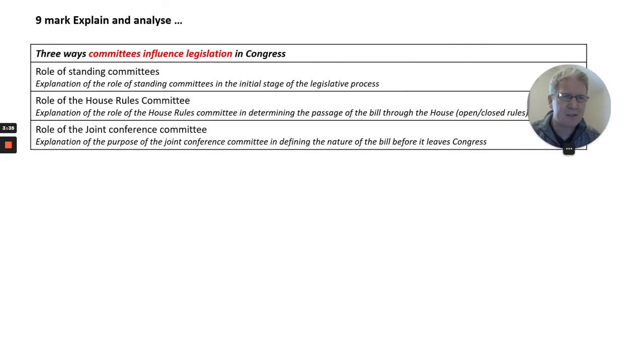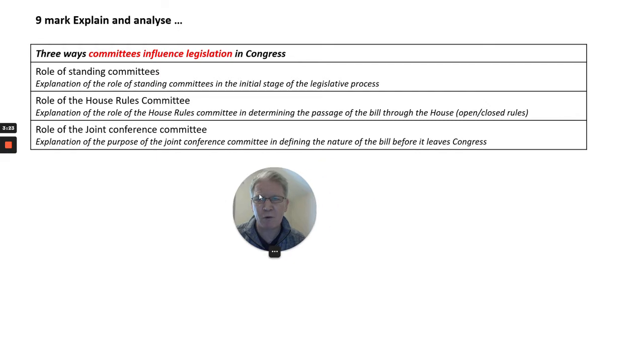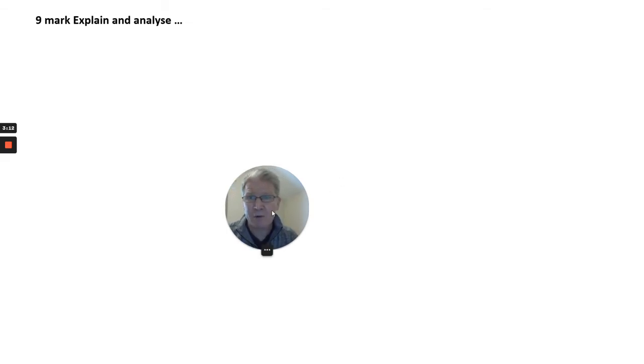How it sets the agenda in the House of Representatives, the use of open and closed rules that come out of it. The way, perhaps, if you're talking about an analysis, is different to the Senate in terms of how it can define the timings that are used. And then finally, the role of the Joint Conference Committee in defining the nature of the bill before it leaves Congress. What is that committee? How does it work? How often is it being used more recently? Okay, on to our third one.